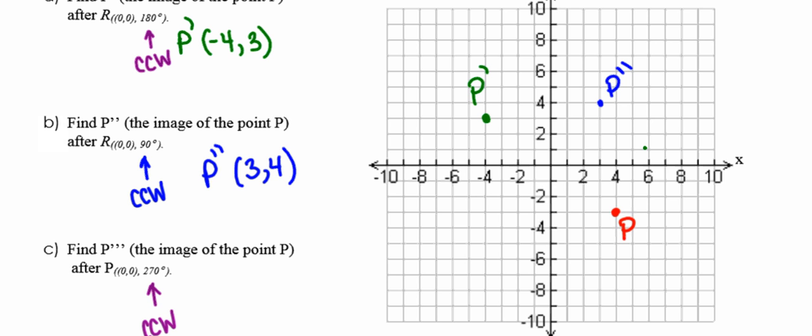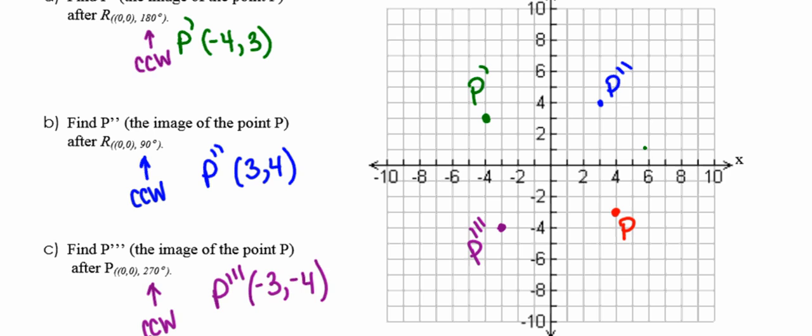And what I really want to know is, where did point P end up? What are the coordinates of point P? So if I look at my paper, it looks as if point P ended up at (-3, -4). Once I write down the coordinates, now I'm going to turn my paper back right side up again. And (-3, -4) is going to be over here in the third quadrant. And those are the coordinates of point P triple prime.